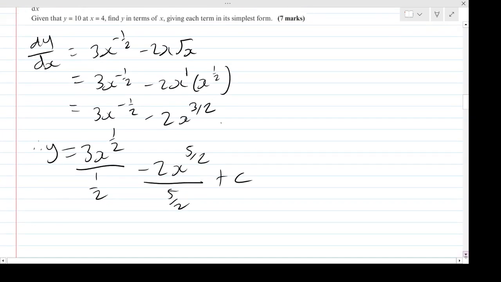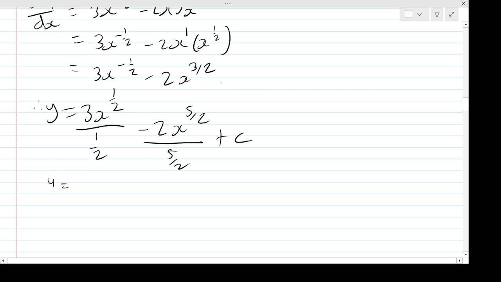Okay, let me just tidy up the fractions. So y would be, well, here we're doing 3 divided by a half, that will be 6. 6x to the half. Then we're doing minus 2 divided by 5 over 2. If I compute that, minus 2 divided by 5 over 2, we get minus 4/5 x to the 5 over 2, and plus c. Okay, so we've got the expression for y.